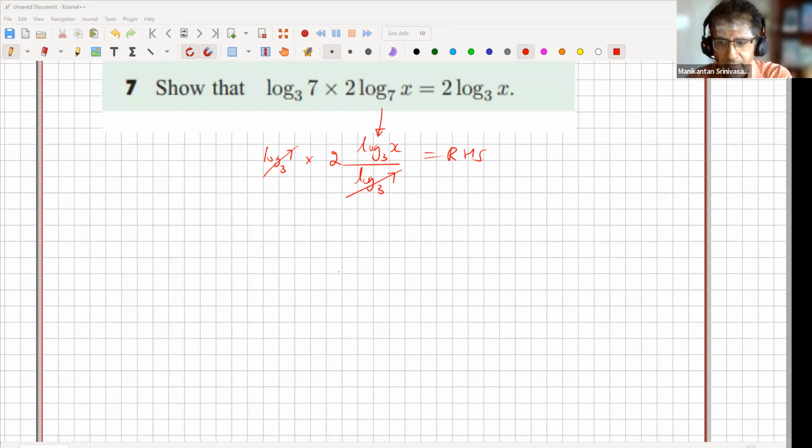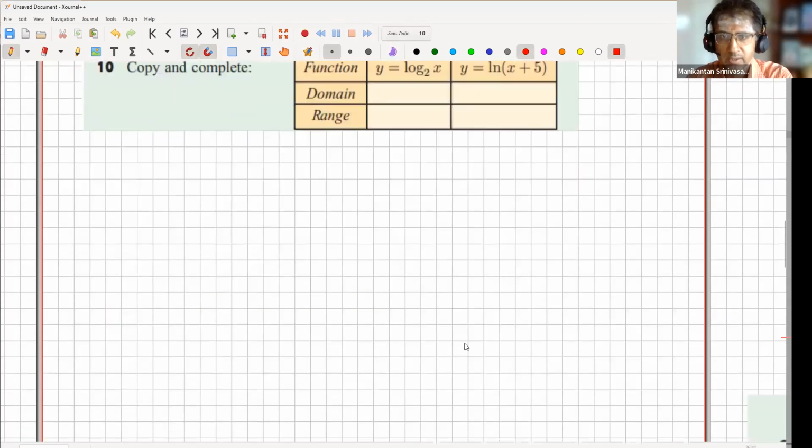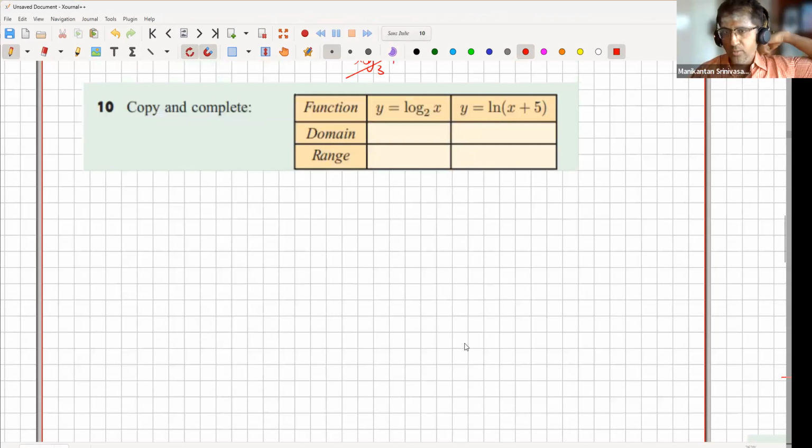Okay. Question 10. Complete the table, the domain and range. We discussed domain and range, right? Domain is all possible x values. Range is all possible y values.